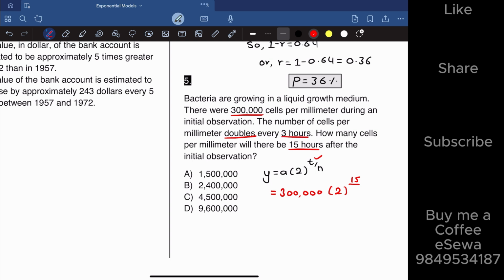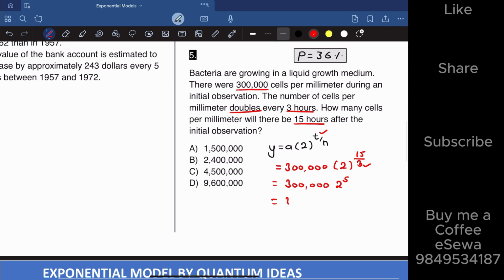So it doubles every 3 hours, that is 3. So this is the time in which the population doubles. So basically this is 300,000 times 2 to the power 5. 2 to the power 5 is how much?